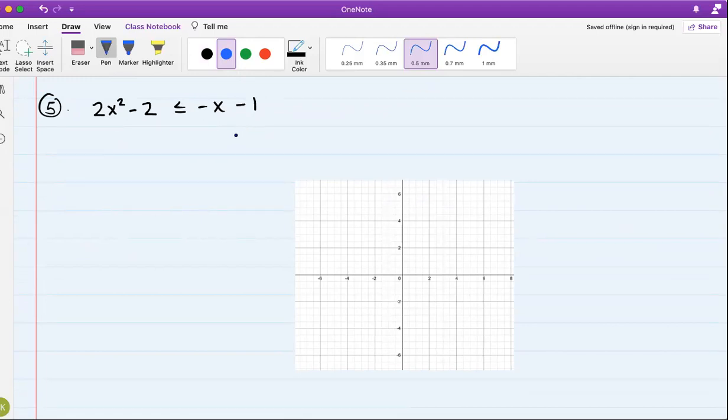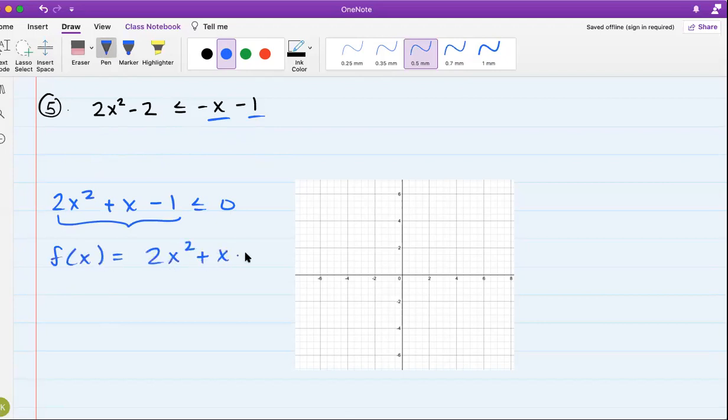The first thing I'm going to do is move everything to the left. So I'll get 2x squared plus x minus 2 plus 1 is less than or equal to 0, because I'm moving these over. So I moved this x here, and I made this positive 1. I'm going to simplify this. This is 2x squared plus x minus 1 is less than or equal to 0. So let's erase this piece. And this is a quadratic, and we're going to label that f of x. Now we're going to try to graph this and see when it is less than or equal to 0.